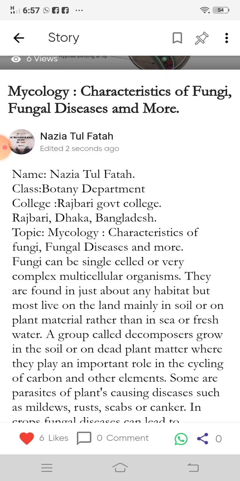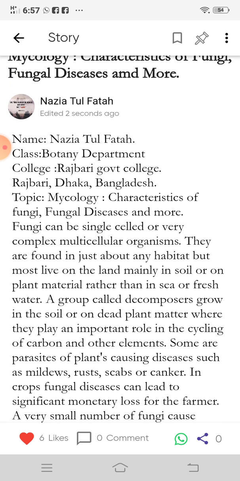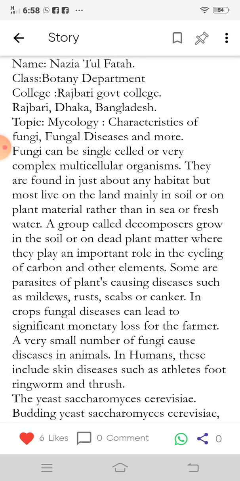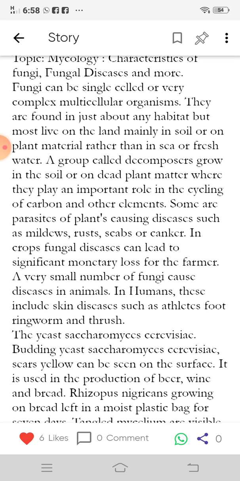A group called decomposers grow in the soil or on dead plant matter, where they play an important role in the cycling of carbon and other elements. Some are parasites of plants, causing diseases such as mildews, rusts, scabs, or canker. In crops, fungal diseases can lead to significant monetary loss for the farmer. A very small number of fungi cause diseases in animals. In humans, these include skin diseases such as athlete's foot, ringworm, and thrush.